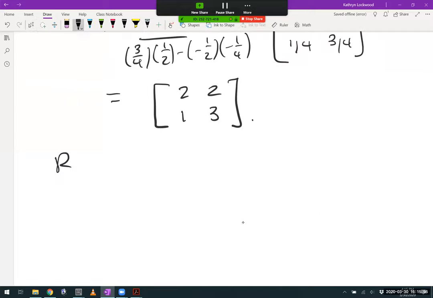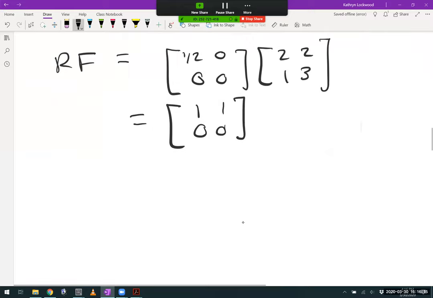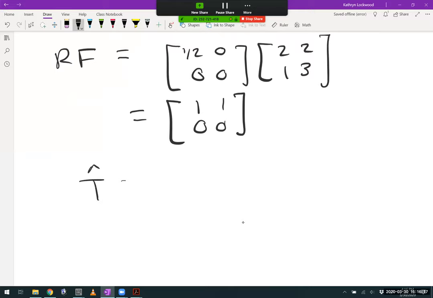All right, now we'll multiply that by the matrix R from the top right block of the standard form. R was 1/2, 0, 0 for our example here. Then the product RF is 1, 1, 0, 0. And our stability matrix T hat has a 2x2 identity block, RF, and then all zeros for the bottom two rows.